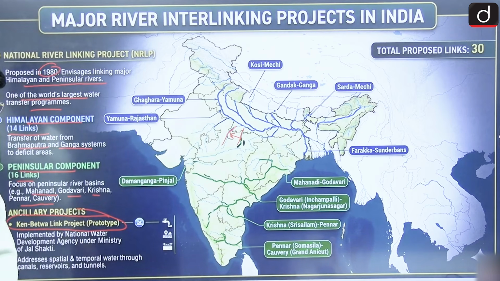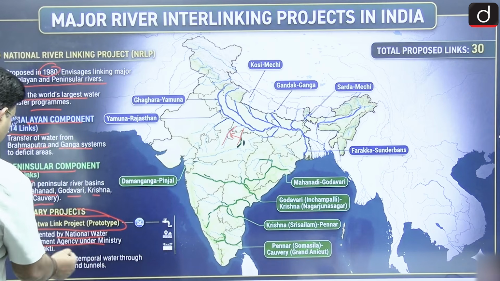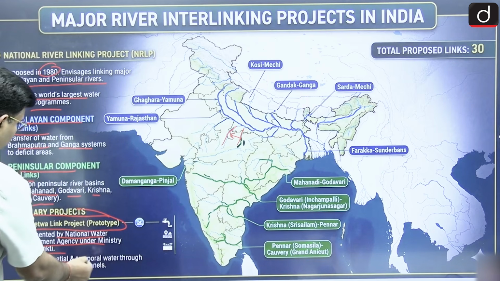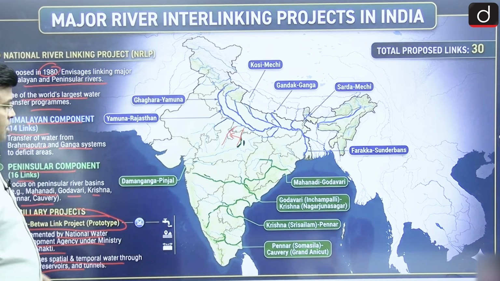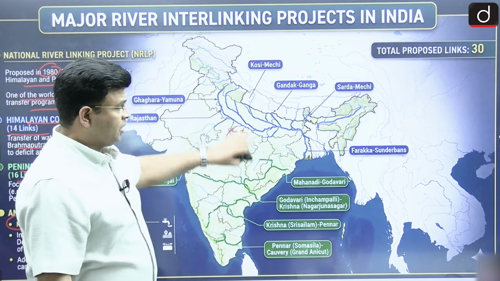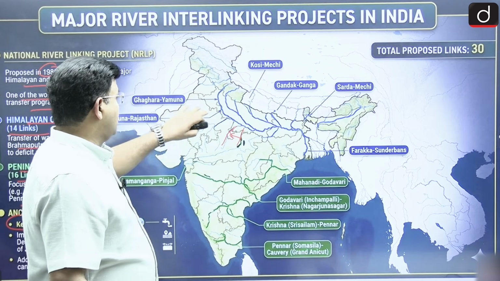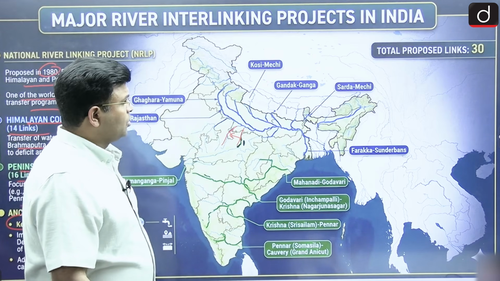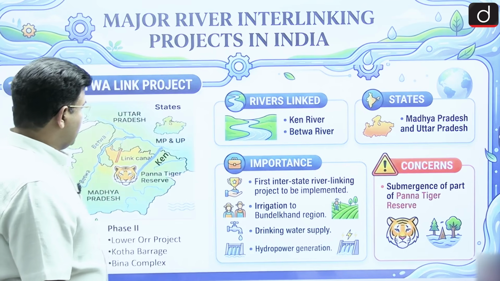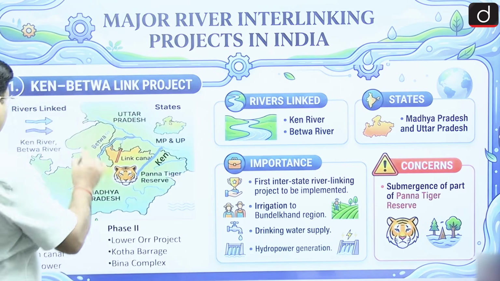The Ken-Betwa link is implemented by the National Water Development Agency under the Ministry of Jal Shakti, and addresses spatial and temporal water distribution through canals, reservoirs and tunnels. There are several others: Sarda, Mechi, Ghagra, Gandak, Kosi, Yamuna, Rajasthan canal. The next point is a major river interlink project, especially the Ken-Betwa link.